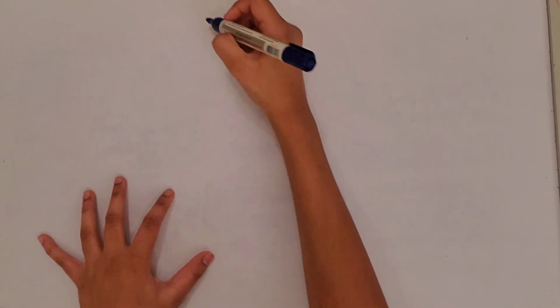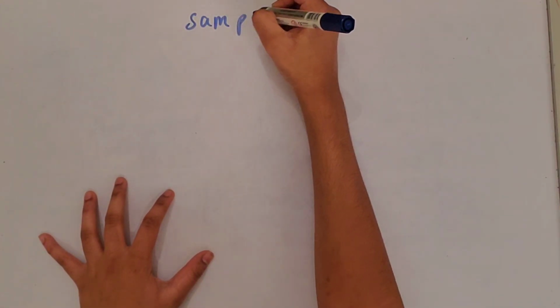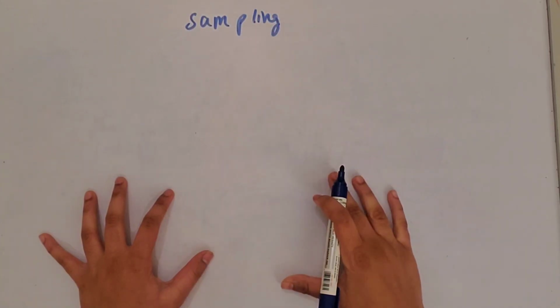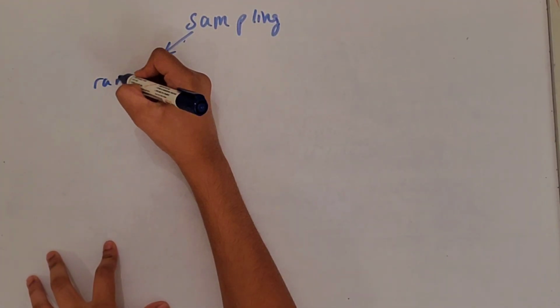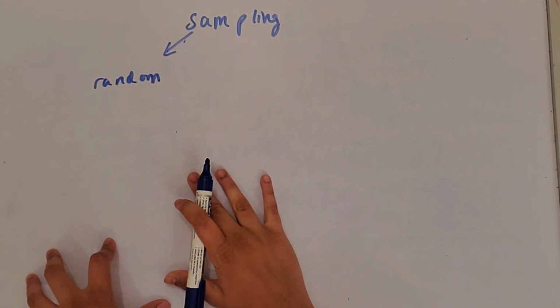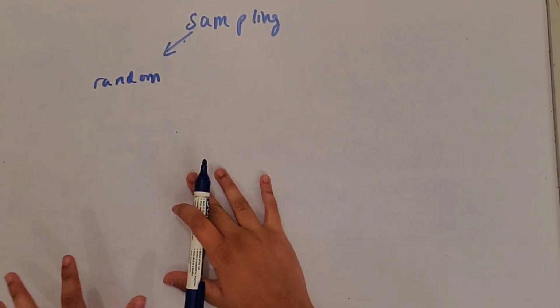When studying ecosystems, we have to do a lot of sampling. Now, sampling can be split into both random and non-random. Now, random is exactly as expected. Every member of the population has an equal chance of being selected.